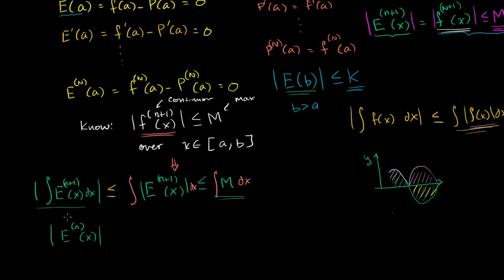Did I say expected value? I shouldn't. See, it even confuses me. This is the error function. I should have used r for remainder, but this is all error. Nothing about probability or expected value in this video. This is e for error.